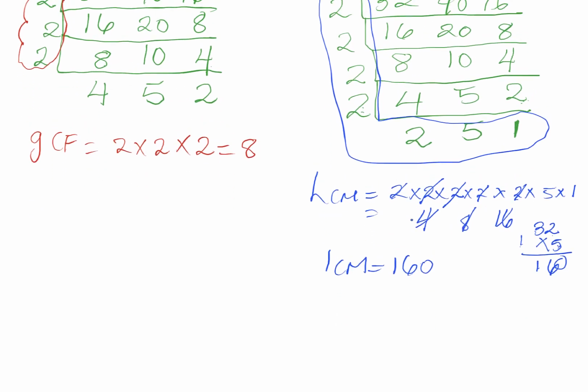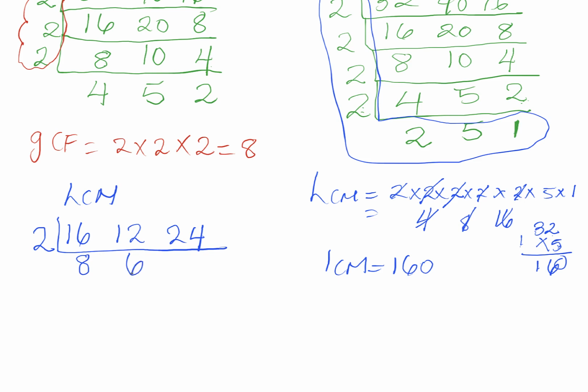Let's try it again. We have to find the LCM of 16, 12, and 24. So we're finding the LCM. So we're going to start our division. They're all even. So we're going to divide by 2. So that would be 8. Half of 12 is 6. Half of 24 is 12.